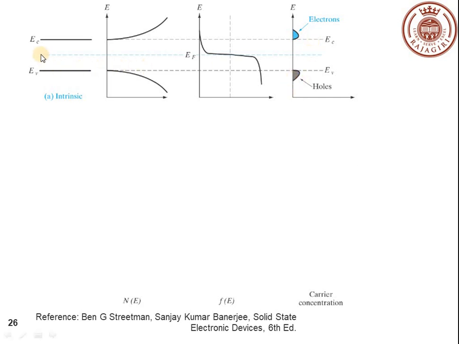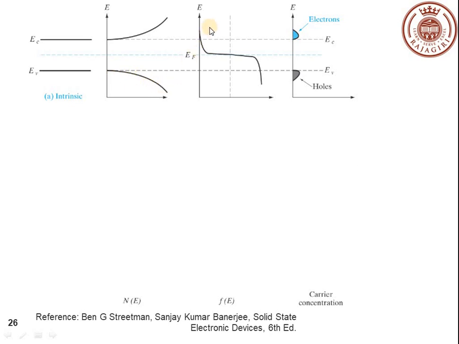So for intrinsic semiconductor, the Fermi level EF lies at the middle of the band gap. Then for electrons, n of E is proportional to square root of E. That means n of E will increase as energy increases. So it will be just symmetric for holes. So the distribution is like here.